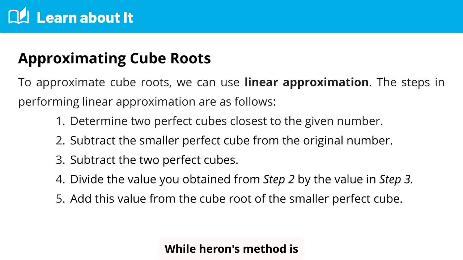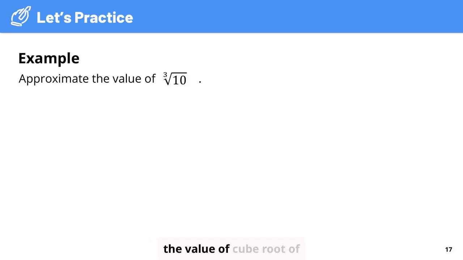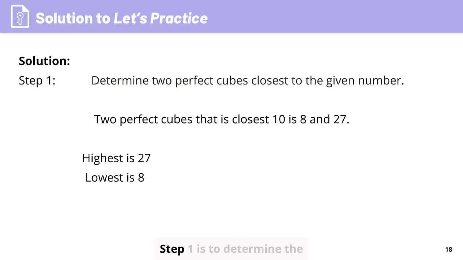While Heron's method is useful in square roots, it cannot approximate the value of cube roots. Hence, we use linear approximation that uses calculus to solve the value of cube root of a number. Here are the steps. Let's dig further. Try to find the value of cube root of 10. Step 1 is to determine the two perfect cubes closest to the given number. The two perfect cubes that are closest to 10 are 8 and 27. The biggest is 27 and smaller is 8.